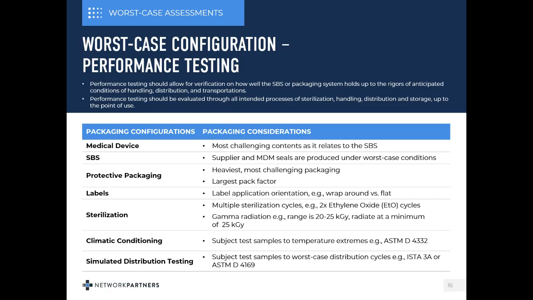Labels. Now, labels tend to get overlooked, or the application of the labels. So there's a couple of orientations here. You have the flat, which goes on a pouch. Then you see the wraparound labels that go on cartons. We ended up making a play to put a wraparound label on a corrugated shipper. And this was back in my senior engineer days. And I said, okay, that shouldn't be a problem. The label is going to adhere to the corrugated.